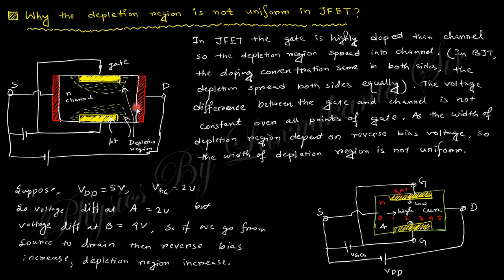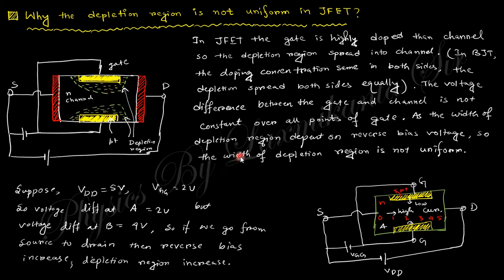So if you want to know what pinch off is and why the depletion region is not uniform, you can think that this region is p plus, so the depletion region does not expand into this high density region, it expands into the low concentration region. Okay, and this depletion region will be distributed like that.